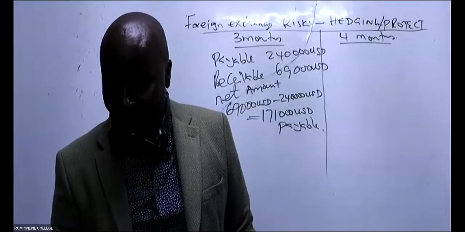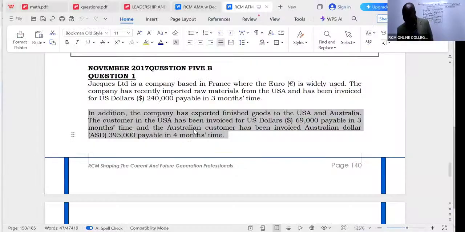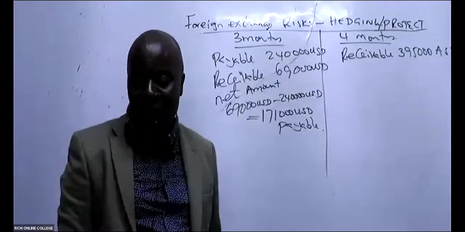Now, continue reading. What have they told us? The Australian customer has been invoiced Australian dollars 395,000 payable in 4 months. I don't want to deal with this 4 months now. I can just write here: that Australian customer, we expect to receive 395,000 Australian dollars in 4 months' time.